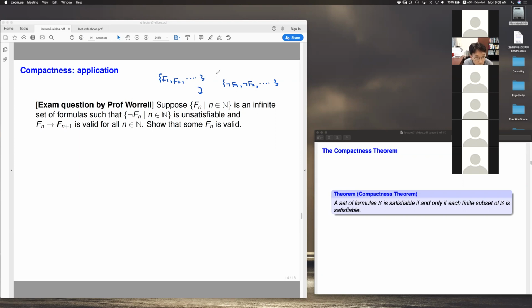So that's one piece of information that we have. Another piece of information is that for Fn and Fn plus 1, there's always an implication between Fn and Fn plus 1. From that information, this question asks you to prove that some Fn should be a valid formula, which means that some Fn should be true all the time.